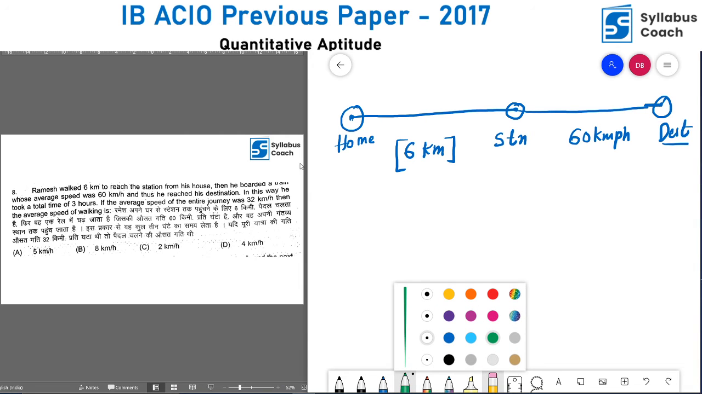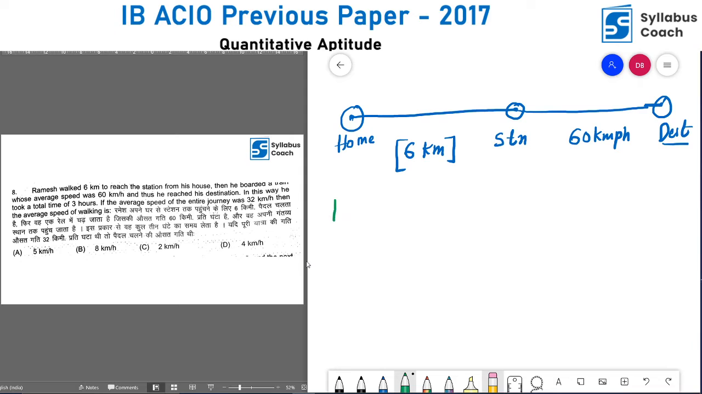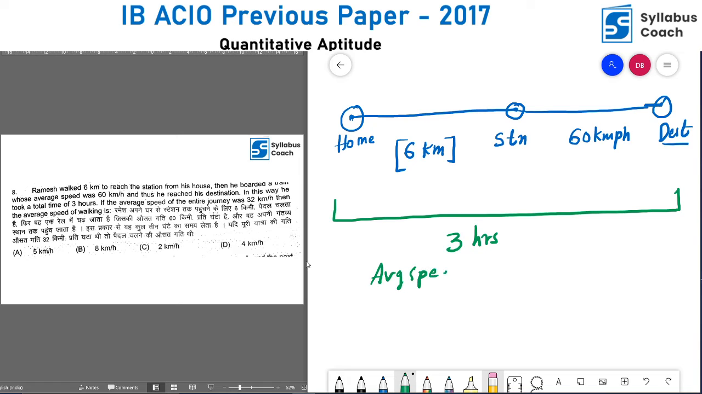Okay, and then he said, in this way, he took a total time of 3 hours. So this entire journey took 3 hours for him to travel. And it was also given the average speed. The average speed of this journey is 32 kilometers per hour. Right? Now tell me one thing. If the average speed and the total time are given, can I find the total distance of this journey?